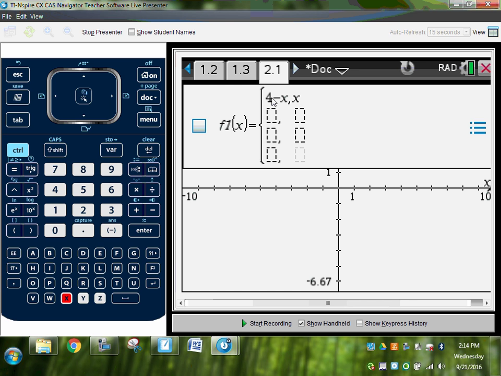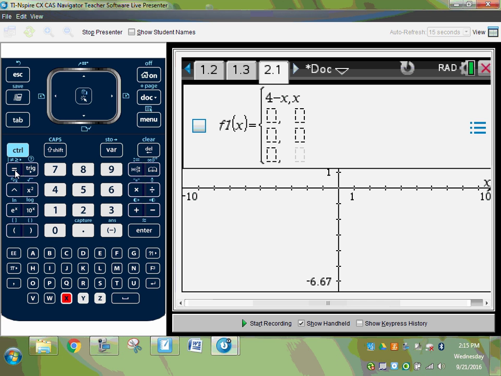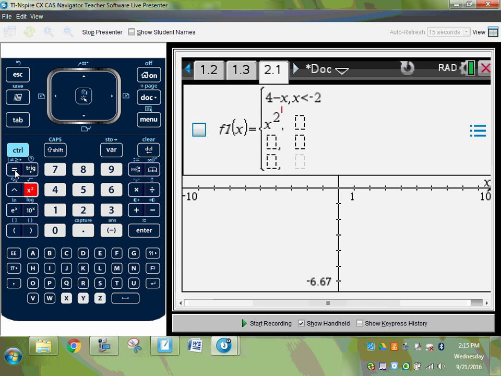Now, maybe you know, maybe you don't: to get any sort of inequality symbol, you have to hit control equals. So press control equals, and then that pops up. You're going to select the appropriate symbol and go through and finish typing the rest of this example in. So x is less than negative 2. Make sure you pay attention whether it's less than or equal to, and then fill the rest of that in.